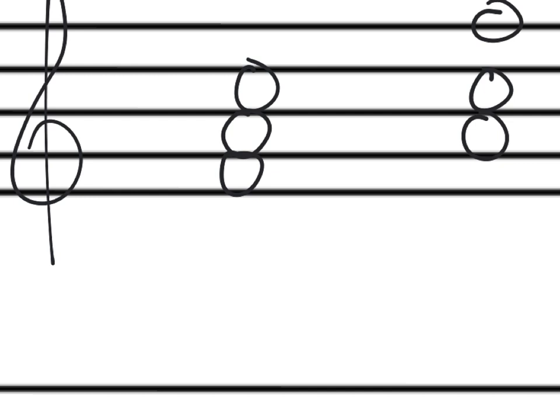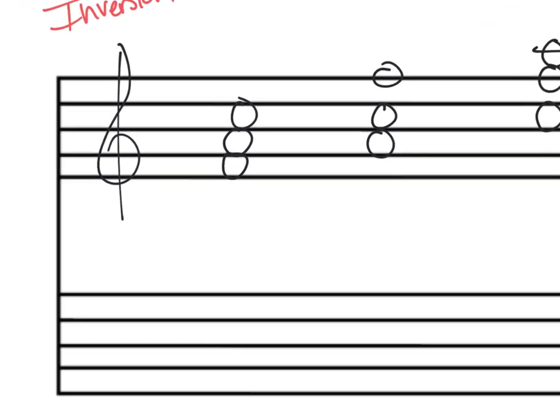So we have F, A, and C. That in and of itself makes an F major chord, and because F is in the bottom, it is in root position. Now let's look into that a little deeper. So we have F in the bottom, in our lowest most note, and that's how we know it is in root position.